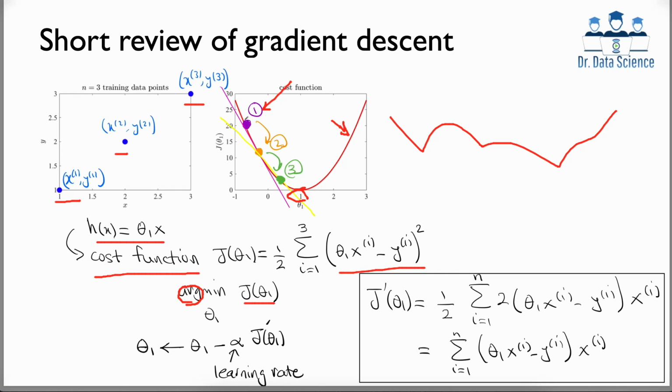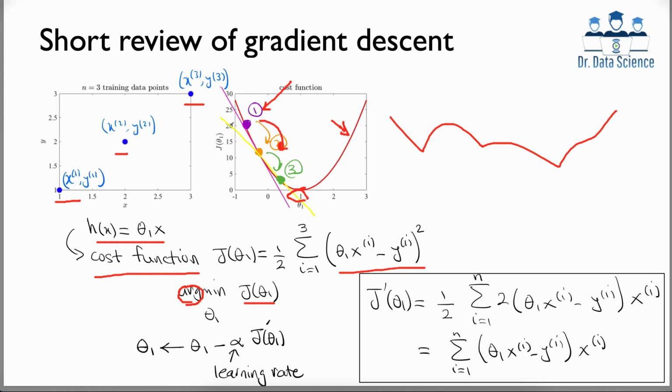So the question is that from point 1, should we go to right or left? So obviously here we should go to right, right? Because if we go towards left, then we are going to increase the value of the function rather than decreasing it, right? So that's why we now go to the point 2.